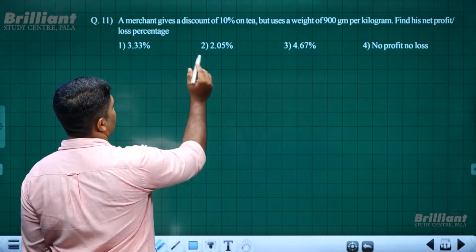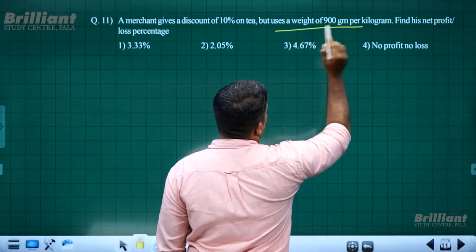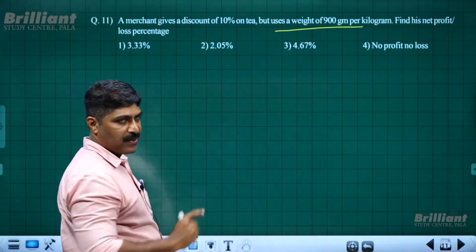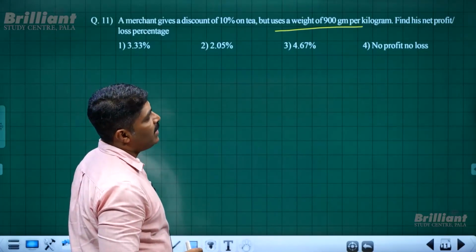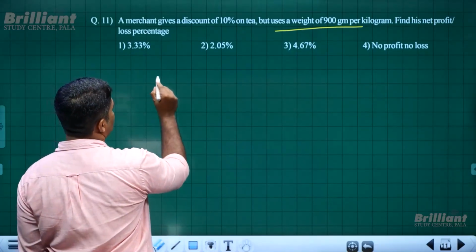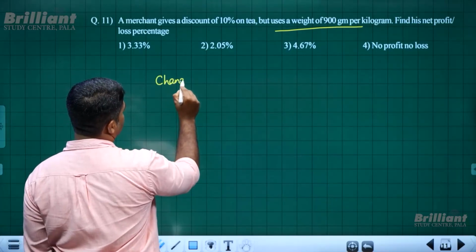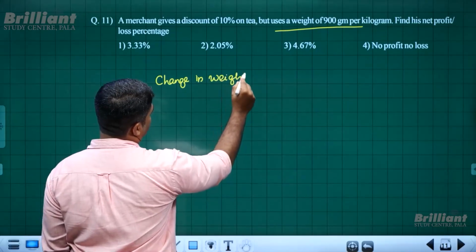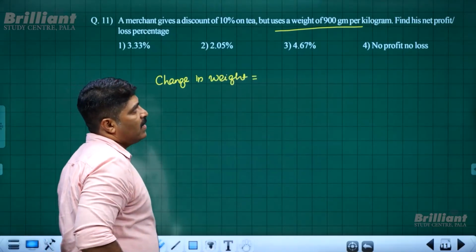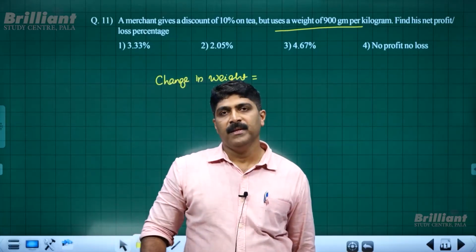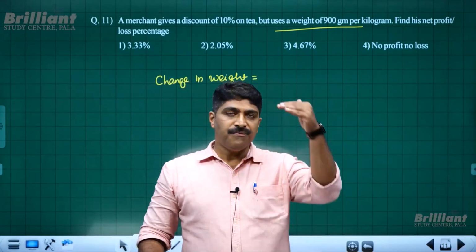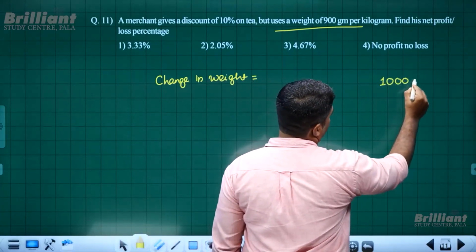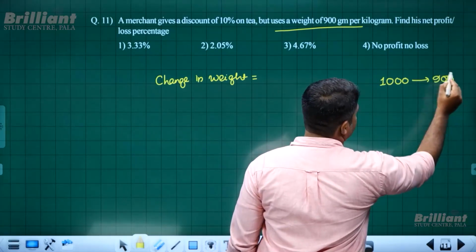First of all, we consider what is the change in weight. I will give you a direct approaching style towards this type of question. What is the change in price? Here we can consider change in price and change in weight of goods. What is the change in weight? Instead of giving 1000 gram, he gave only 900 gram.